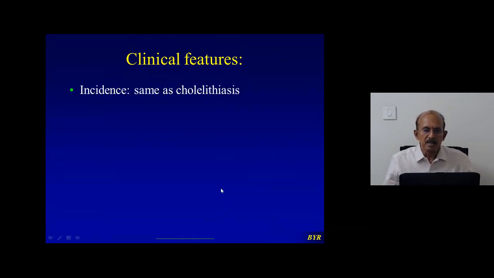Acute cholecystitis incidence is the same as that of cholelithiasis. That means females, usually obese women, multiparous women. The gallbladder is covered by visceral peritoneum, but the gallbladder comes in contact with the anterior abdominal wall when it is distended. So the infection from the gallbladder wall will spread to the surrounding parietal peritoneum.